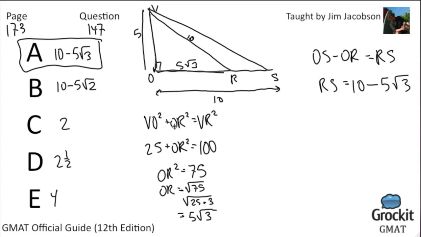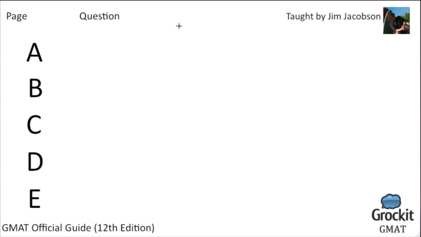I think we will try to do this next one. And this is going to be the last one because this one's relatively complicated. Page 173, number 148. And our choices are 10, 12, 15, 18, and 30.